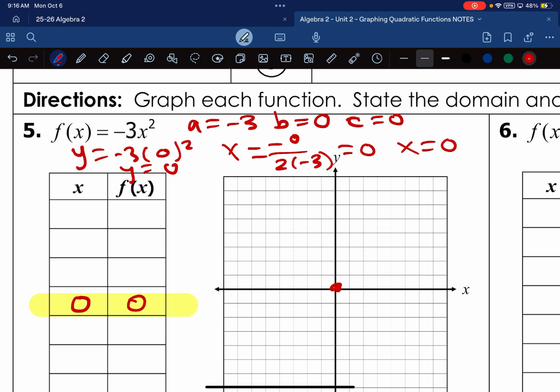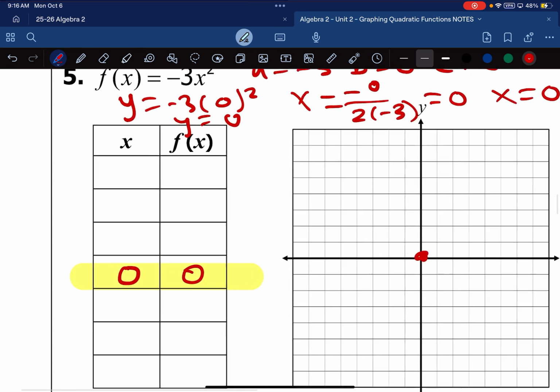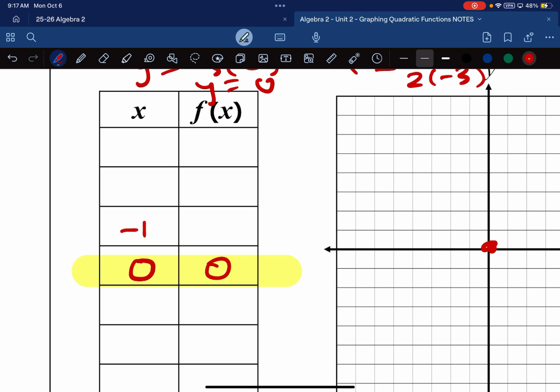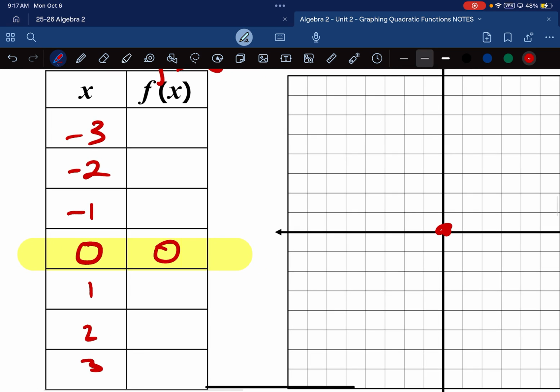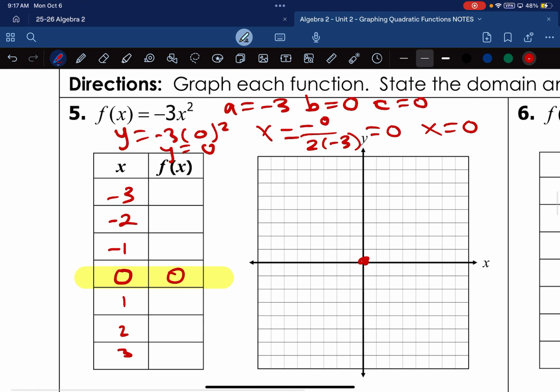Okay, how do we get the other points on our table? Remember, we're just taking the 3 numbers to the left of our vertex's x and the 3 numbers to the right of our x. So to the left of 0 would be -1, -2, -3. To the right of 0 is 1, 2, and 3. We're now going to either use our calculator, mental math, or work it out physically to substitute each of these x's in to get our f of x or our y.